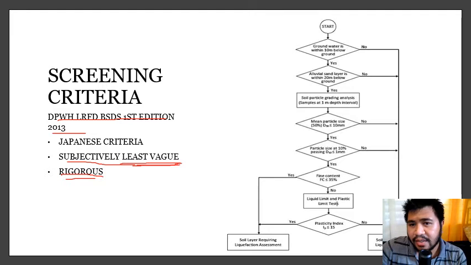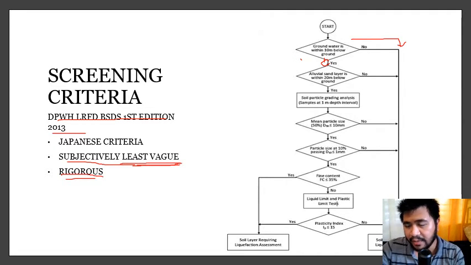Right, first question is whether the groundwater is deeper than 10 meters. If your groundwater elevation is like 11 meters below the ground, that is a no, and you don't really need to do liquefaction analysis. Now, if your groundwater, let's say, is 9 meters, then it's a yes. Then the next question is whether the alluvial sand layer is within 20 meters below the ground.